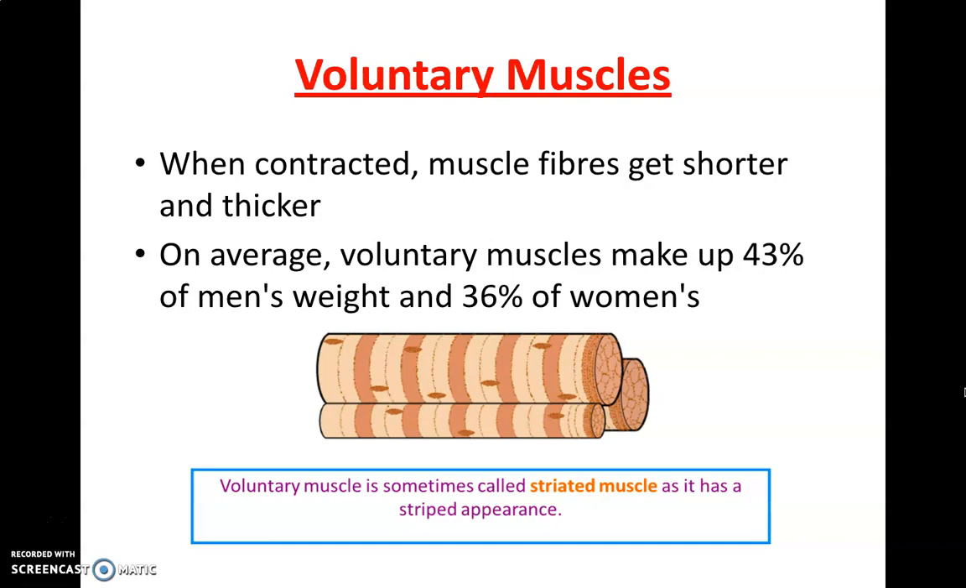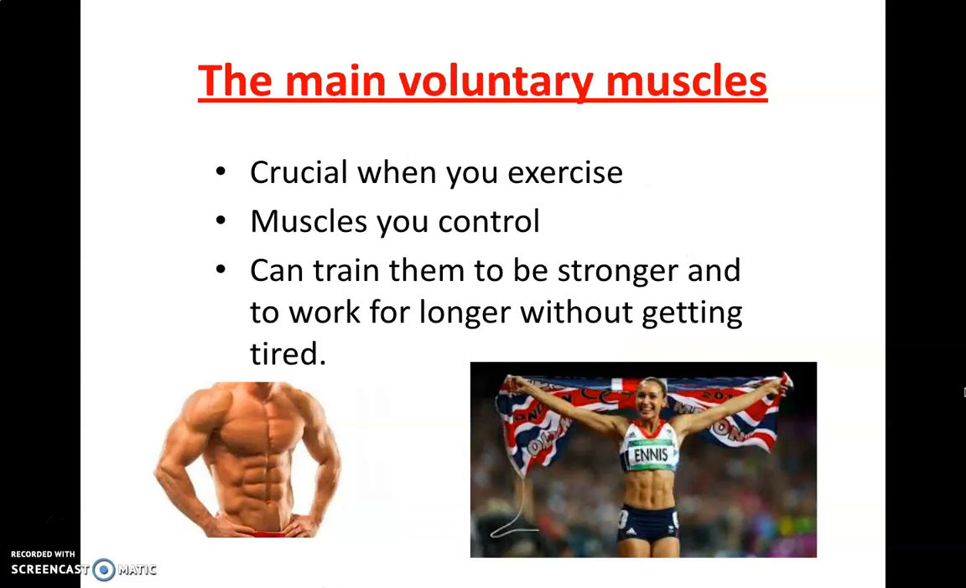So they're making up quite a lot of your body weight, if you think about it, just these voluntary muscles. So they're crucial for when you exercise. The muscles you control, remember, and you can train these muscles to be stronger and to work for longer without tiring. So if you look at the photos, the guy on the left, he's pretty ripped, isn't he? So he probably goes to the gym and he trains. You might train at home doing press-ups and sit-ups and things like that. And that's training your voluntary muscles.